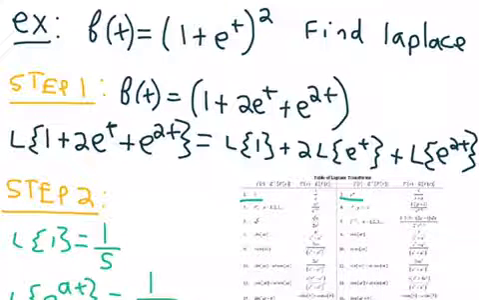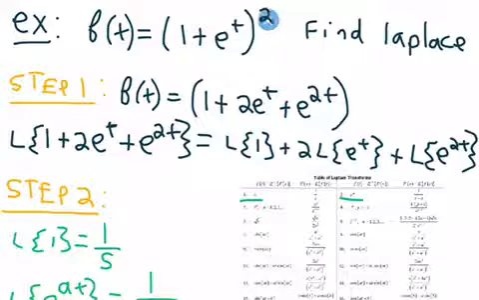Let's look at another example to even better understand. Over here we are given a function f of t is equal to 1 plus e to the t, all of that squared. And they ask us find the Laplace. So step 1 is always to plug it into the theory. But we can't plug it in right away over here since we have a square. So we are first going to simplify this.